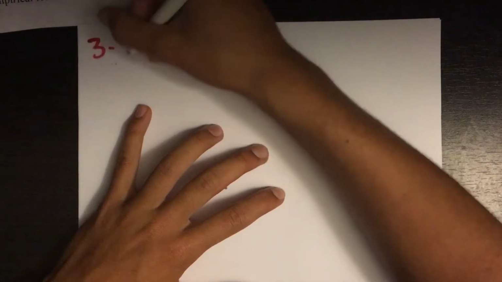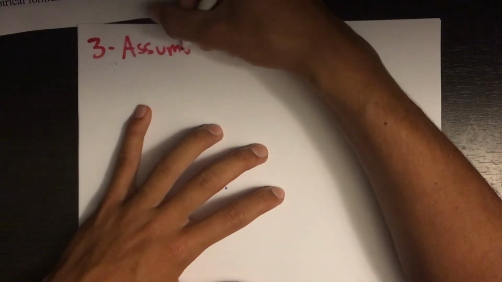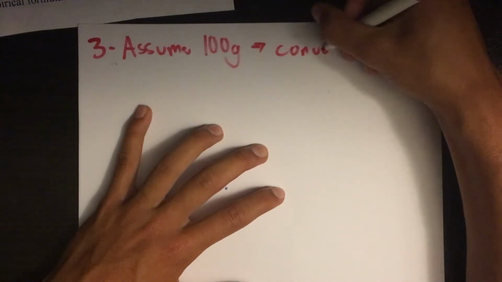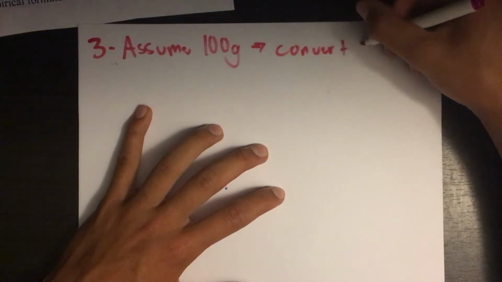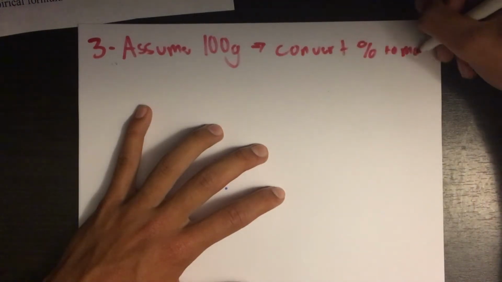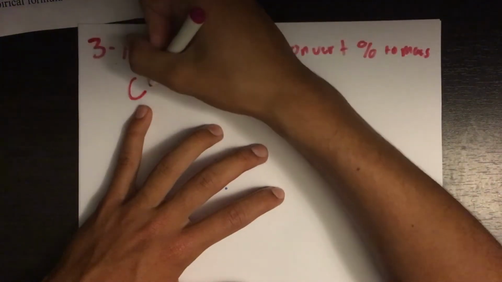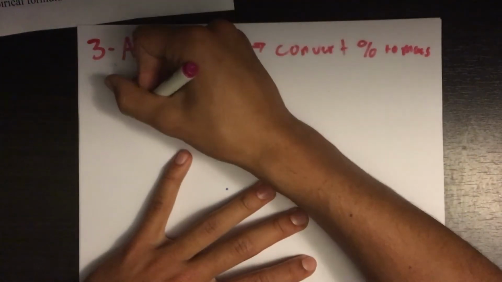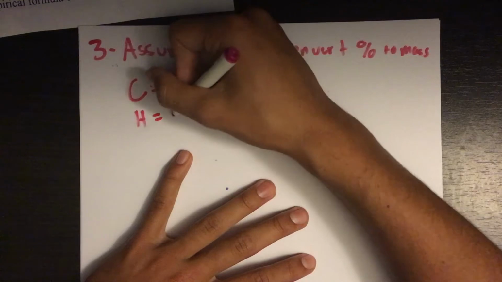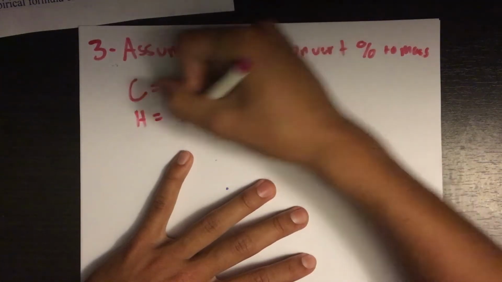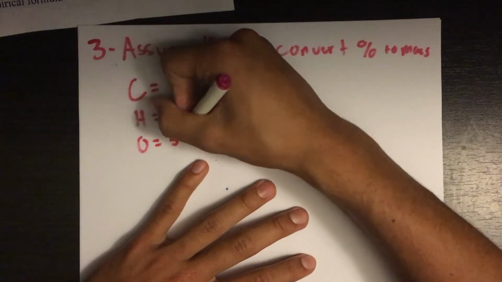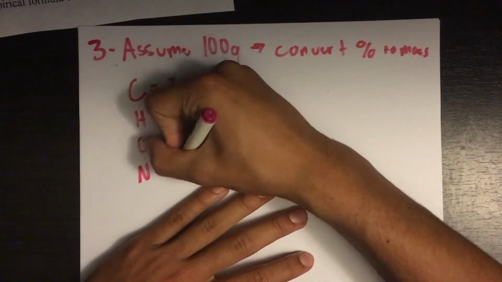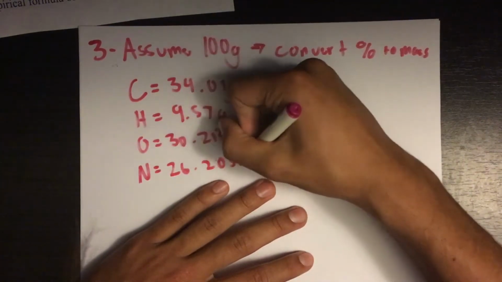Now, step 3, we assume a 100-gram sample, and then we convert our percent to mass. So carbon being 34.01% would be 34.01 grams. Hydrogen being 9.57% would be 9.57 grams. Oxygen would then be 30.215 grams. And nitrogen, therefore, would be 26.205 grams.